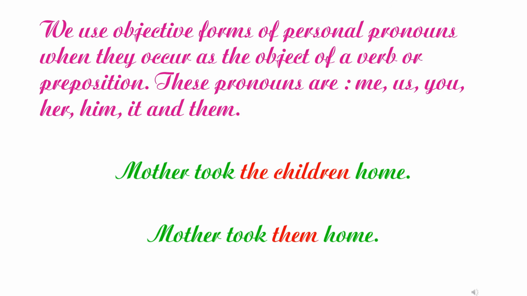We use objective forms of personal pronouns when they occur as the object of a verb or preposition. These pronouns are me, us, you, her, him, it and them. Examples: Mother took the children home. Here, the children is the object of the verb took. In the second sentence, you can see that in the place of the children, we used the pronoun them. Here, them is the object of the verb took.